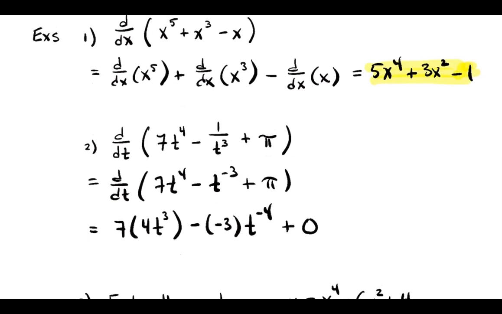Do I have enough room to simplify this a little bit? 7 times 4 is 28, t cubed. Subtracting a negative 3 is like adding it. So you get negative 3, t to the negative fourth plus 0. And again, with some practice, you'll pretty quickly be able to just go right to here from the original statement of the problem. You can get used to this: when you bring that 4 down and it gets multiplied by the 7, you'll get used to just writing, well, it's 7 times 4, it's 28. Nice.